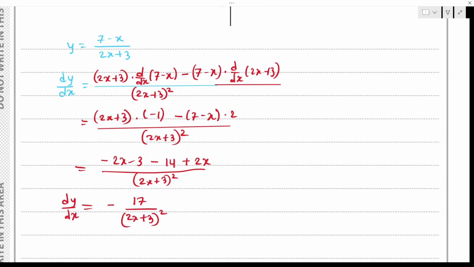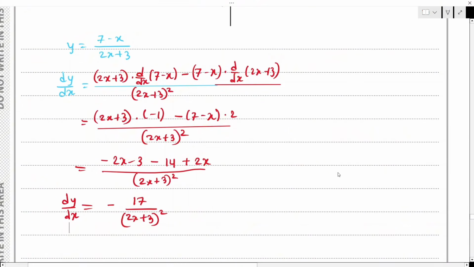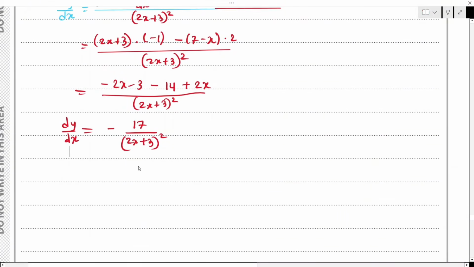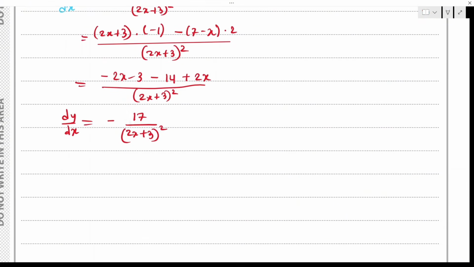So we see that we have an expression for dy by dx. We know that the value of dy by dx is our gradient at any single point of our curve. So if we use the x coordinate of A in our expression, we will get the gradient of our curve C at our point A. So I can use the x coordinate of point A. At point A, x is equal to half.